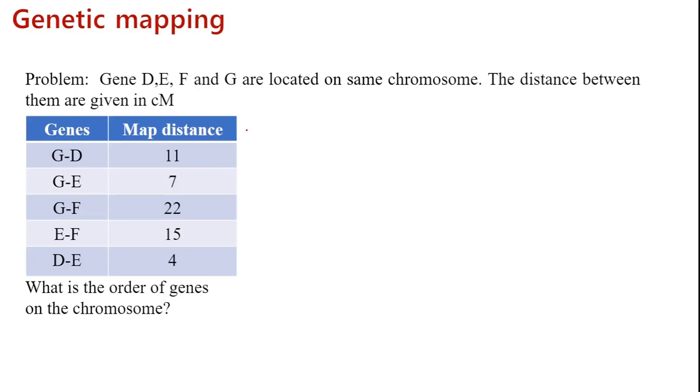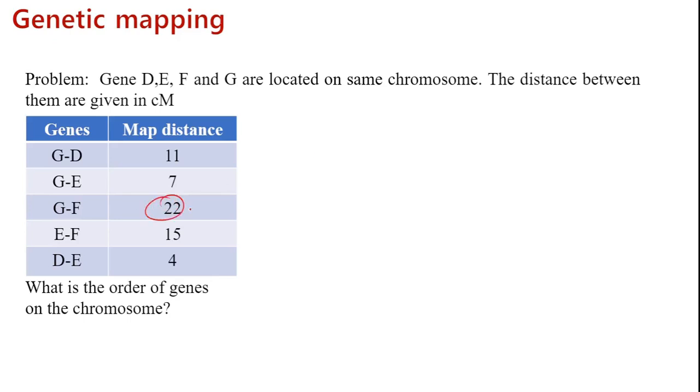Same thing. Genes D, E, F, G are located on the same chromosome, not necessarily in the same order. Distances between them are given in centimorgans. Previously, they either gave the recombination frequency or asked us to calculate it, but here a different parameter is given, that is, map distance. Same thing, map distance and recombination frequency are the same. Map distance means they directly give the distance between them.